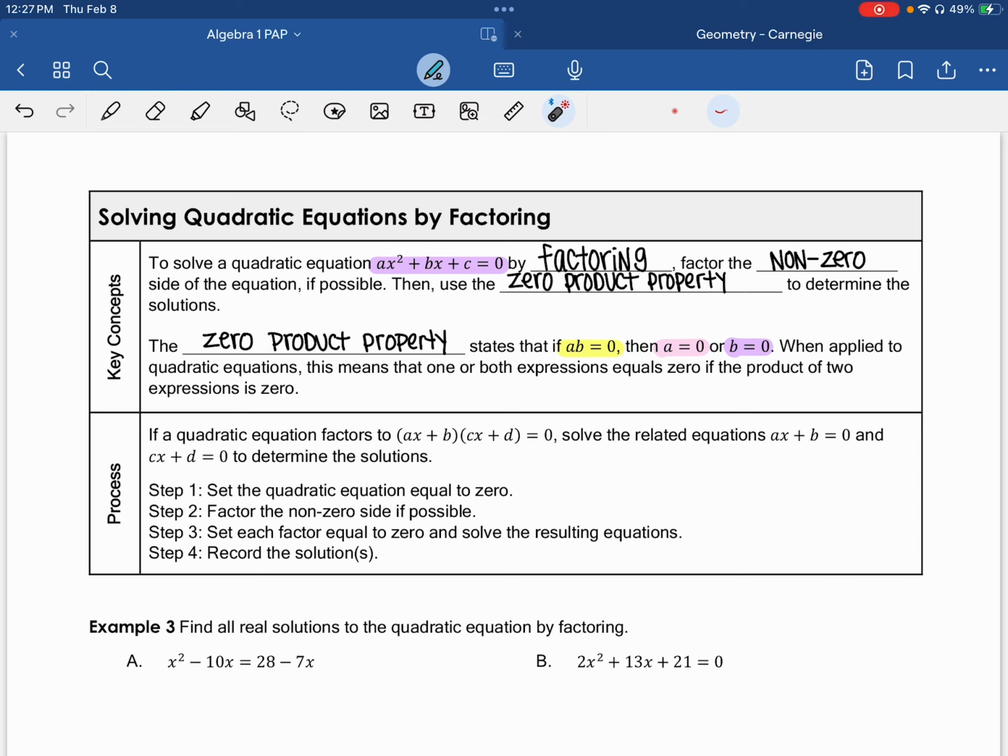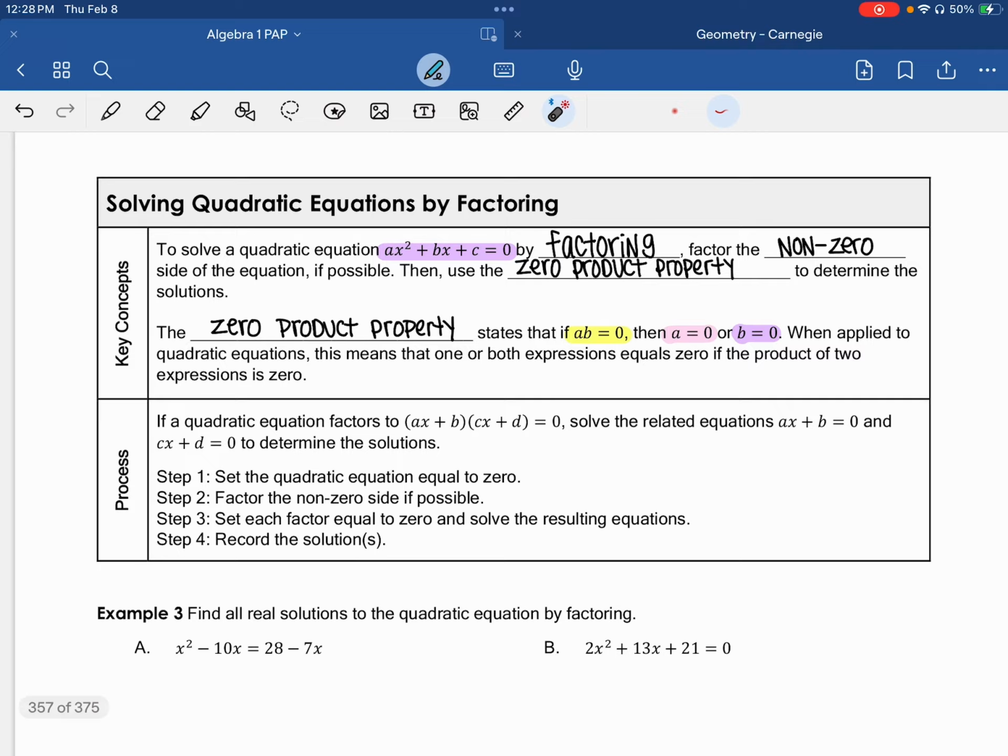What if b was a negative number? Well, then I would add a negative b, which is the same as simply changing this to a subtract b. Same thing with d. So the steps are to set my equation equal to 0 if it is not already, factor, which is what we're going to go ahead and show today, and then we just go ahead and set each factor equal to 0 and solve for the resulting equations and record our solutions.